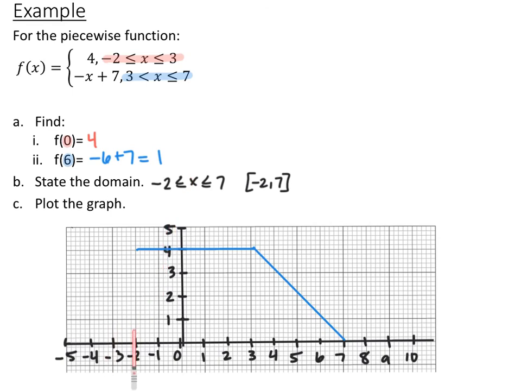And then our graph, so again, scaling the axes here, they didn't give us any context, so I didn't label. And then between negative 2 and positive 3 in the x's, our y-coordinate is always 4, so you have a horizontal line here. And then between 3 and 7, it's the line negative x plus 7, so it has a slope of negative 1, so it looks like this. So this has been linear regressions and interpreting linear regressions and piecewise functions.